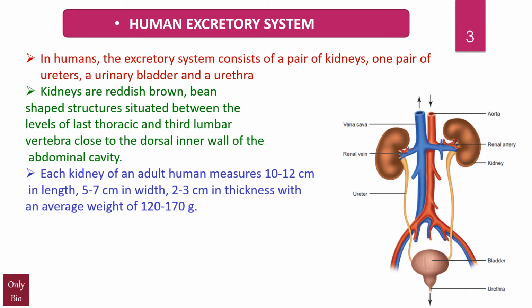Coming to the next point, each kidney of an adult human measures 10 to 12 centimeters in length, 5 to 7 centimeters in width, 2 to 3 centimeters in thickness with an average weight of 120 to 170 grams. Towards the center of the inner concave surface of the kidney is the hilum, through which the ureter, blood vessels and the nerves enter.